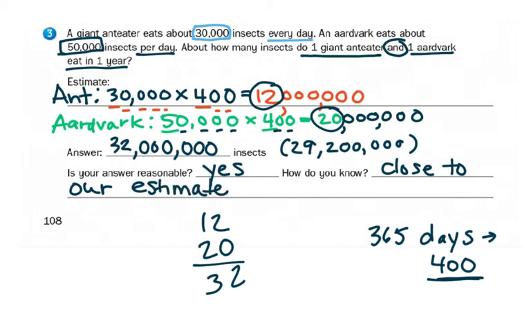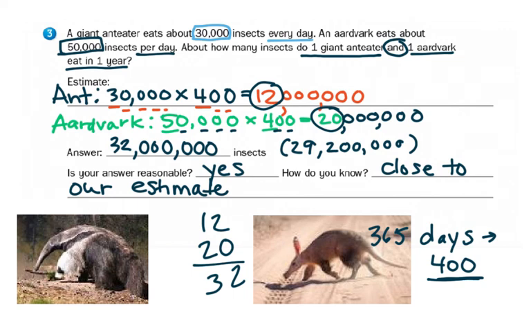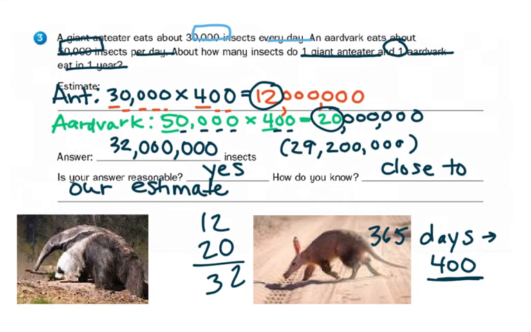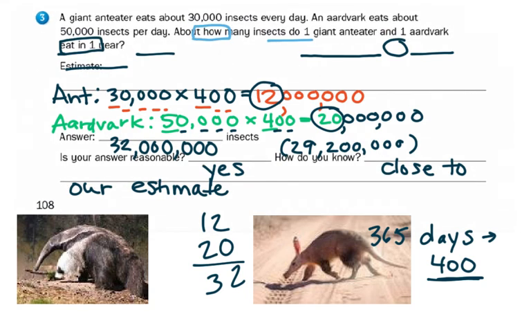So sometimes we don't actually need exact answers. We just need something that's close. So go ahead and finish what you need to for this lesson. And at the very end, I had to include a picture of an anteater, which is right here, and an aardvark right there. So now you know what they look like.